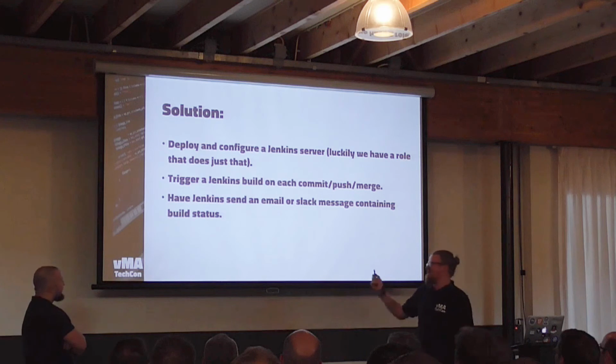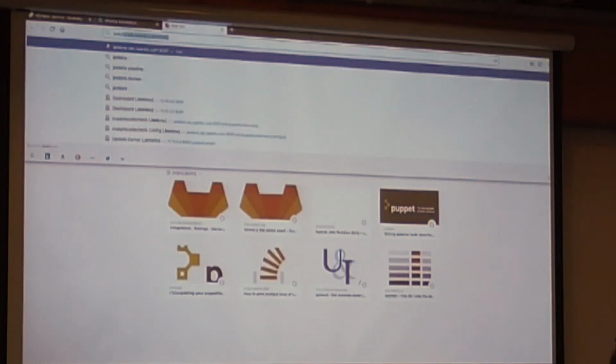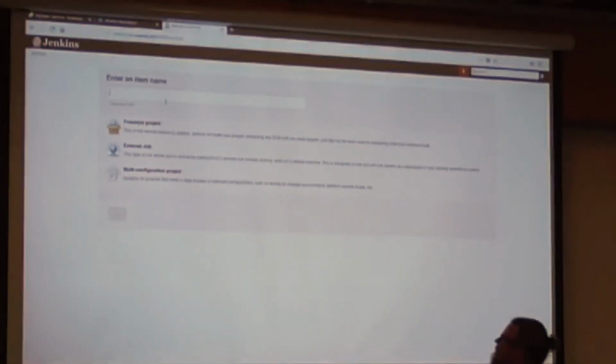Right? So we deploy and configure a Jenkins server. Again, I just did that, right? And we trigger a Jenkins build on each commit. So I go to my Jenkins server, create a new job. Like I said, we're going fast. Check Puppet code.